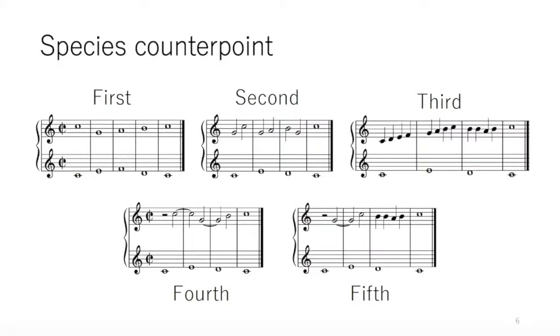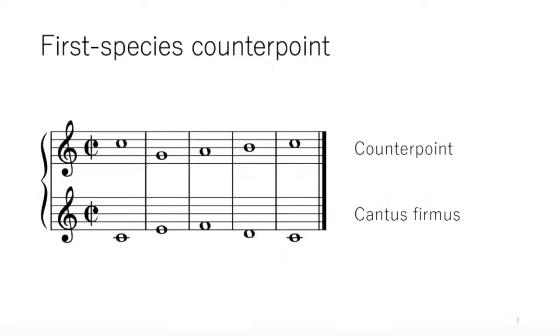Okay, so species counterpoint was developed by Johann Joseph Fuchs as a method for teaching multi-voiced composition. There are 5 species of counterpoint differing in the complexity of the rhythmic structure. Among them, we are going to focus on the first species, which is the simplest one. Here is an example of 2-voice first species counterpoint.